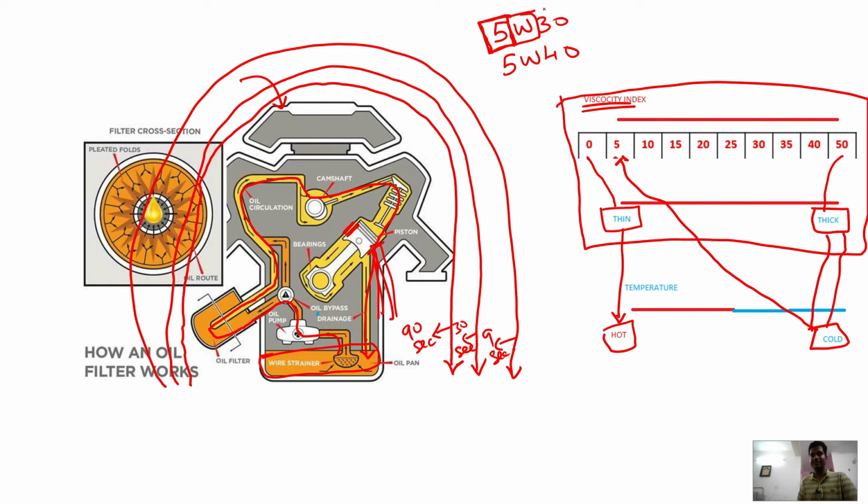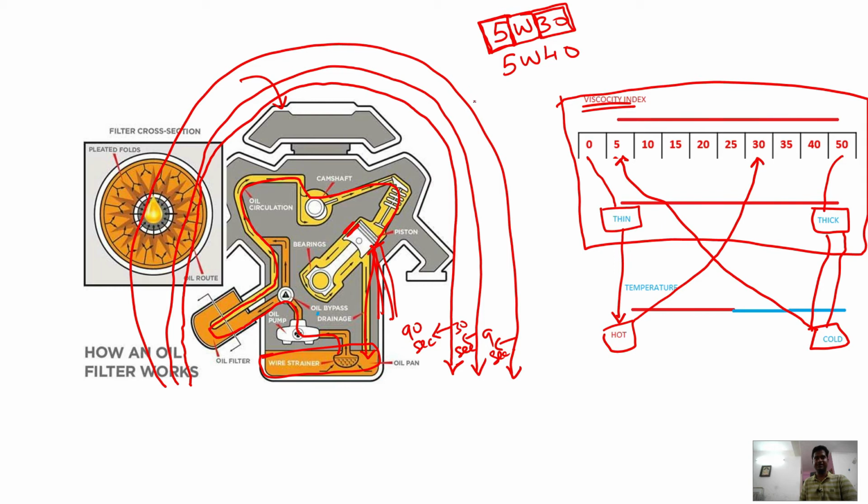That's where the second parameter comes in, 30, which means that after the cold start, when it reaches the optimal temperature, the engine oil should have the viscosity of 30. That's what is mentioned here. So when the engine gets heated, it is going to have the viscosity of 30. Now what happens with 5W30, that's what we are using there.